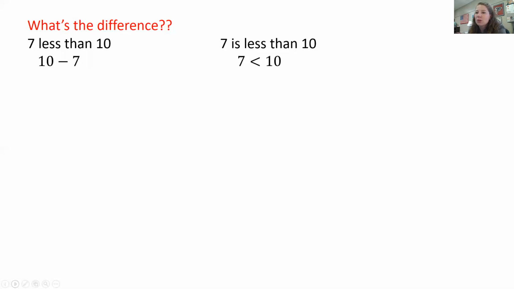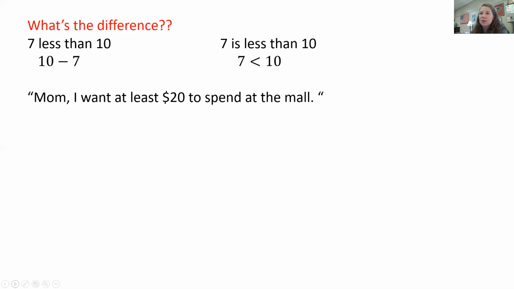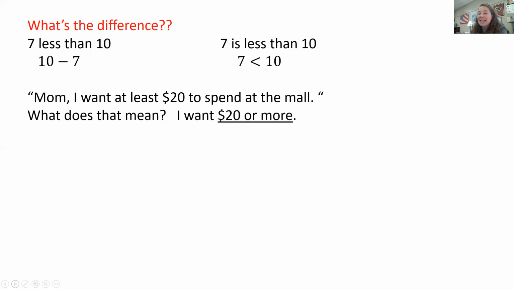All right, but anyway, when will we use these symbols? Let's say you're going to the mall with your friend and you say, Mom, I want at least $20, please. Well, what does that mean? Do you want $15? No. Do you want $20? I mean, you'll take it, but you really want more than $20, right? So if you say, I want at least $20, that means the amount of money I want is $20 or more. So the amount of money I want is greater than or equal to 20. My unknown variable would be X. How much money is Mom going to give me? Hopefully that amount is going to be greater than or equal to 20.